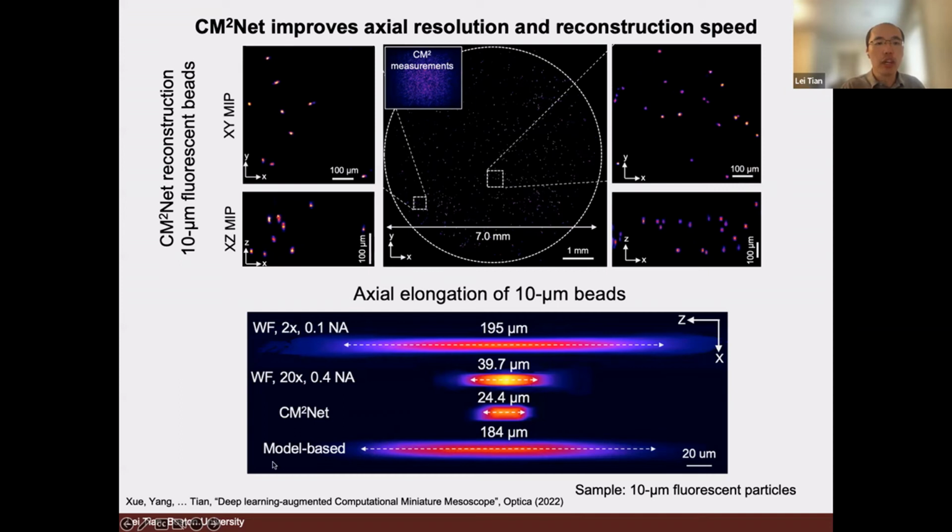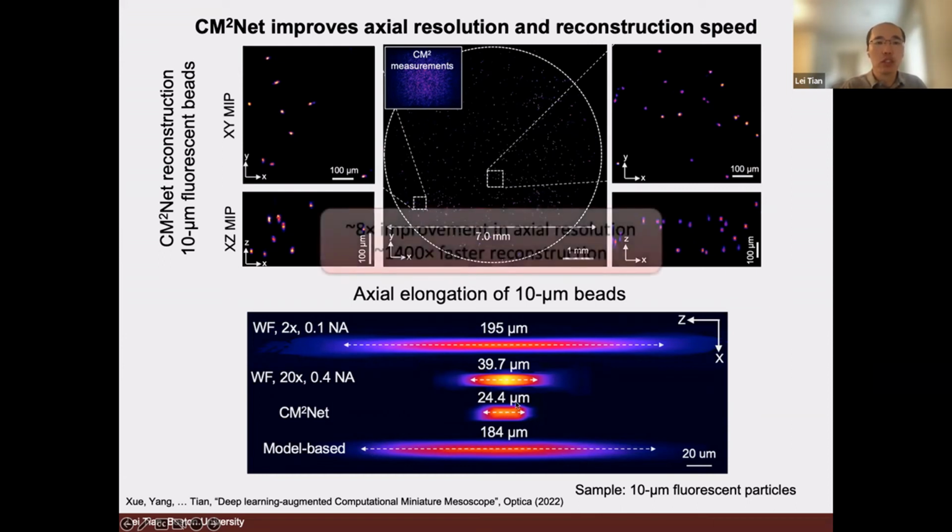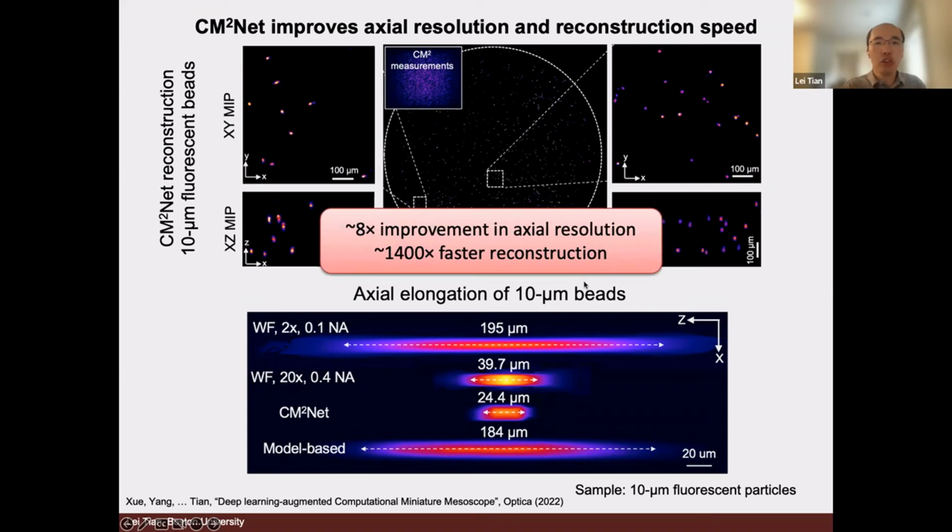What we started with, what we call model-based reconstruction from V1, is more than 185 micron in this particular device. Okay, different devices do have some variations. So this is an 8 times improvement in axial resolution. And also because this is a feed-forward network inference, we can get more than 1,000 times faster reconstruction. So now this gets us to some real applications potentially later.